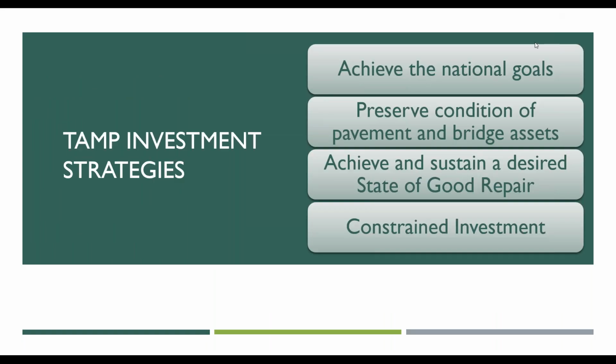So in developing the TAMP strategies, we looked at 4 different ones. The strategy that would achieve the national goals, preserve condition of the pavement, bridge, and assets at current levels, achieving the state of good repair, which I mentioned in the previous slide, and then also a strategy which was constrained to current investment.